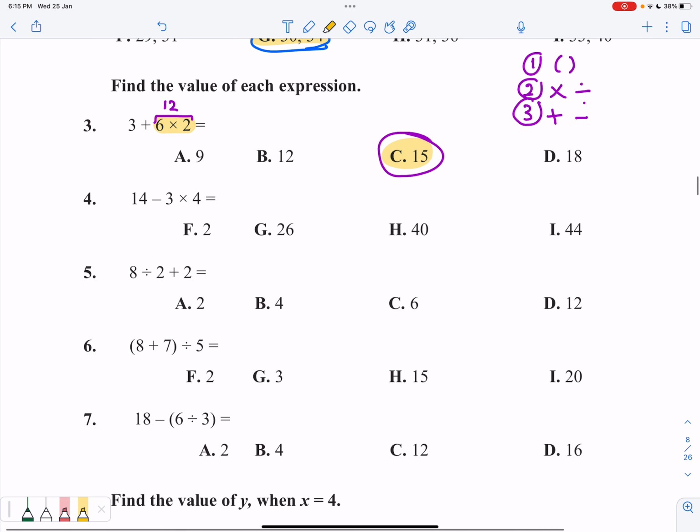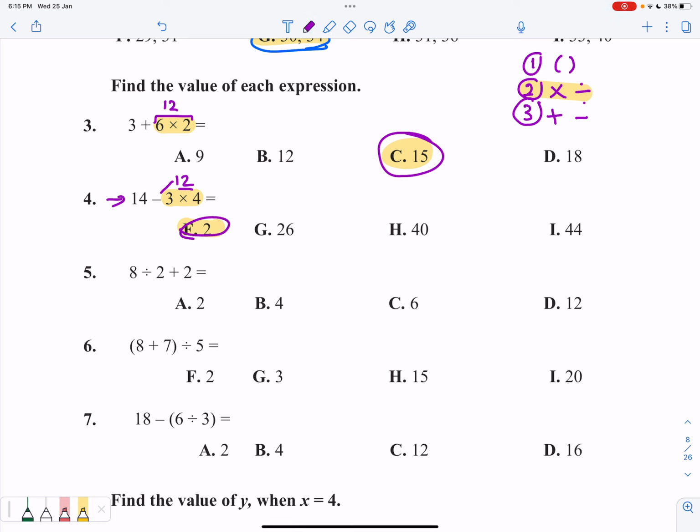Then we need to do what? We need to do 14 minus 3 times 4 for this question. Of course, we should do the multiplying first here. So 3 times 4 equals 12. Then we subtract. Here I have 14 minus 12 equals 2. So this is the correct answer, which is F.